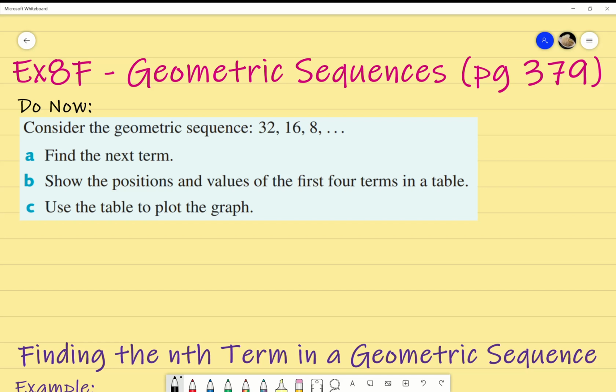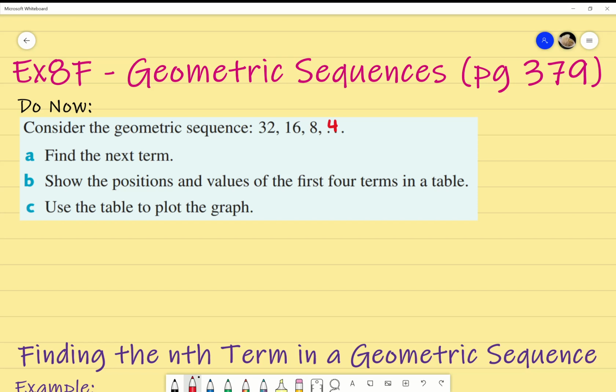Less than 1. Theoretically, it should be less than 1, right? Awesome. So to find the next term, I know that I'm dividing by 2 each time. So my next term is going to be divided by 2, which gives me an answer of 4. That's part A done. Part B says show the position and values of the first 4 terms.